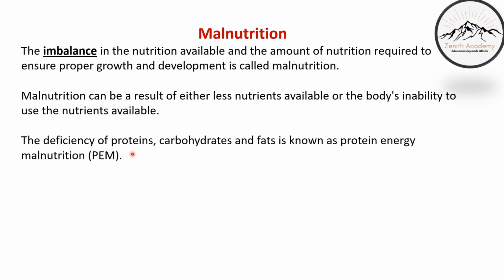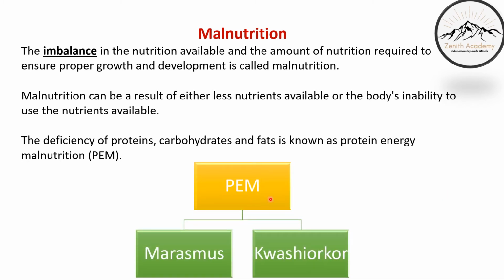Now, the deficiency of proteins, carbohydrates and fats is known as protein energy malnutrition, which is abbreviated as PEM. Protein energy malnutrition is categorized into two major diseases. There are two major diseases which come under PEM, that is Marasmus and Kwashiorkor. Let's talk about Marasmus and Kwashiorkor in detail. First, we'll talk about the disease Marasmus.